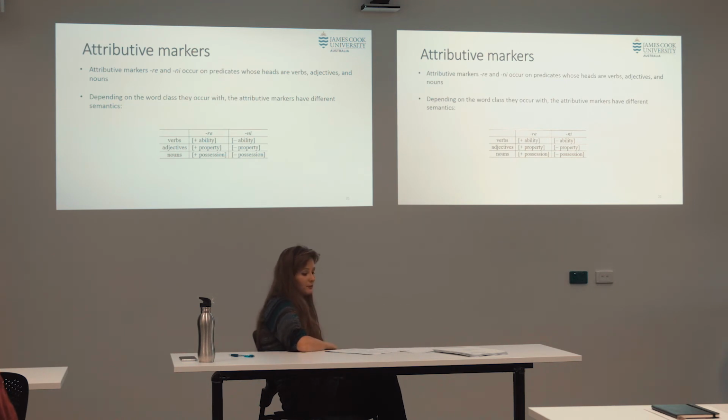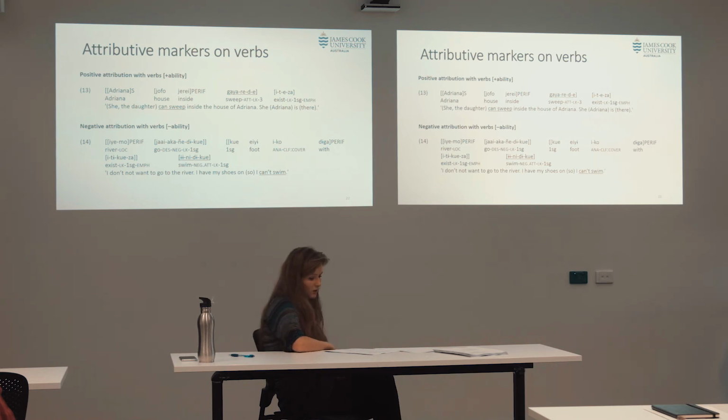So Murui attributive markers, re and ni, occur on predicates whose heads are verbs, adjectives, and nouns. Depending on the word class that they occur with, the attributive markers have different semantics. Those semantics involve ability with verbs, property with adjectives, and possession with nouns. We are going to have a look at those three right now.